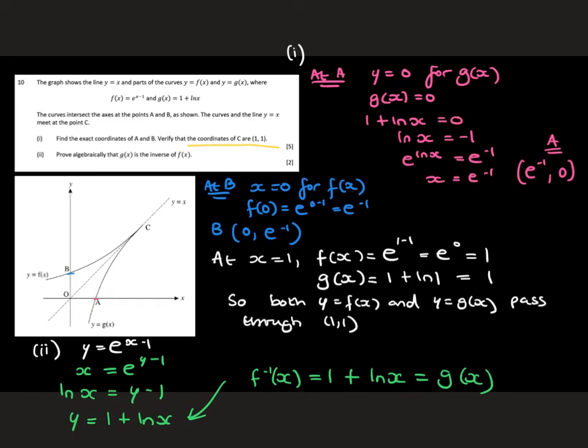There are other ways in which we could have done this. This is just a very efficient way of finding the inverse of f of x. You could also have applied f and then g and then f to show that they cancel each other out and take you back to x. So there are multiple ways of doing this question.